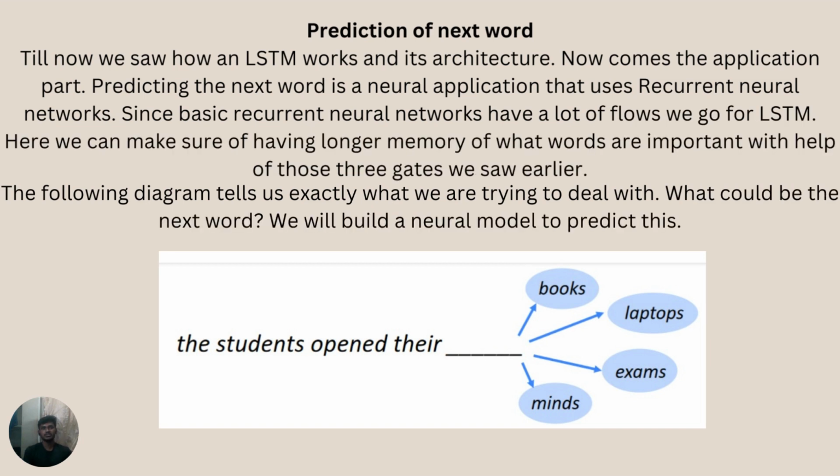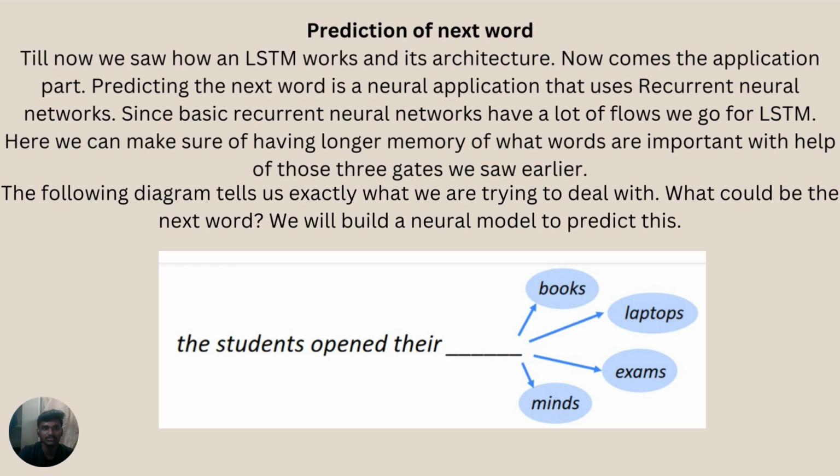Now comes the prediction of the next word. Till now, we saw how an LSTM works and its architecture. Now comes the application part. Predicting the next word is a neural application that uses a recurrent neural network. Since basic recurrent neural networks have a lot of flaws, we go for LSTM. Here we can make sure of having longer memory of what words are important with the help of those three gates we saw earlier. The following diagram tells us exactly what we are trying to deal with.